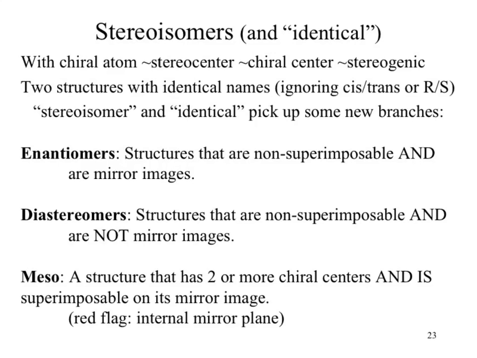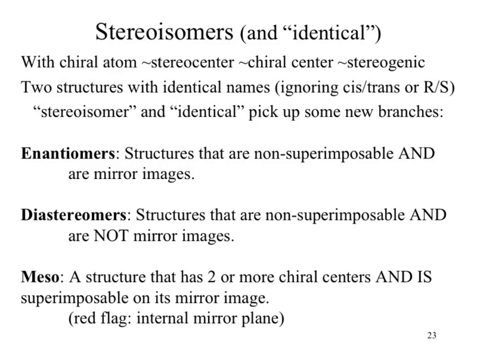Okay? The last one, a meso compound, this one's got all sorts of fun definition things with it, is a structure that has two or more chiral centers and is superimposable on its mirror image. That's a bit odd, because it is superimposable. One of the big red flags for a meso compound is finding an internal mirror plane, you still have to find those two chiral atoms. So if you have an internal mirror plane and two chiral atoms, at least two, you've got a meso compound.